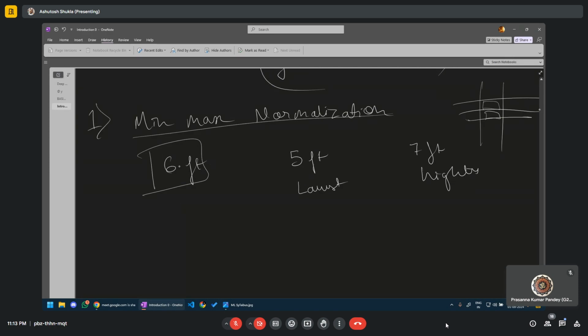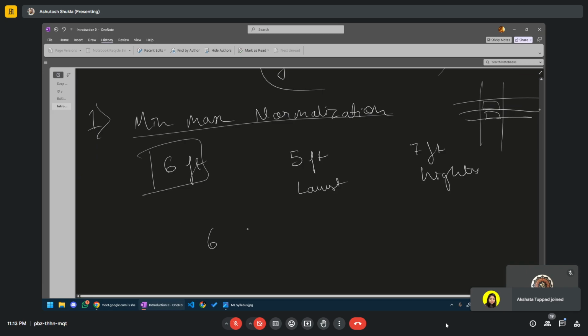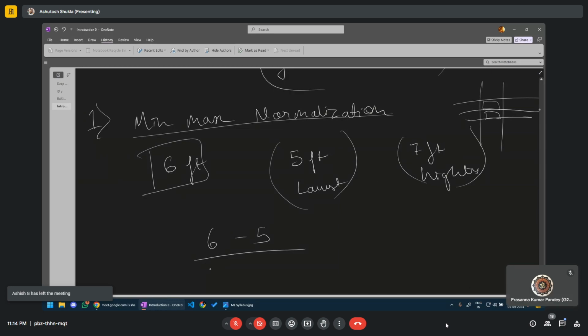What you do is you take this 6, and then you subtract the lowest amount, 6 minus 5, upon the highest minus lowest. So that would be 7 minus 5, that would be 2. So 7 highest minus 5 lowest is 2, and 6 minus 5 is 1, and 1 by 2 gives you 0.5. And now this is normalized between 0 and 1. Make sense?